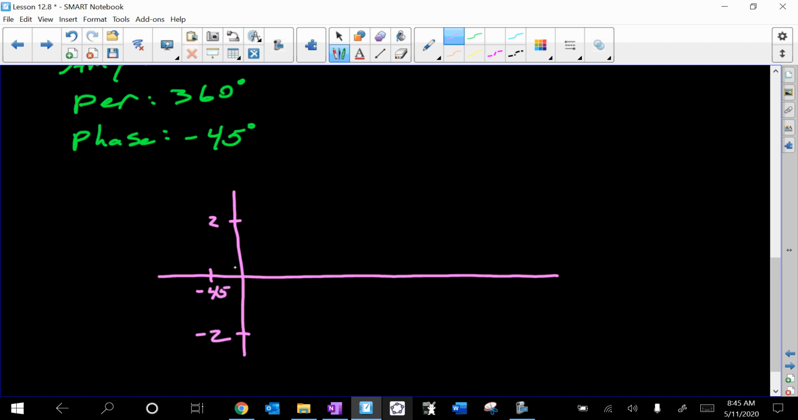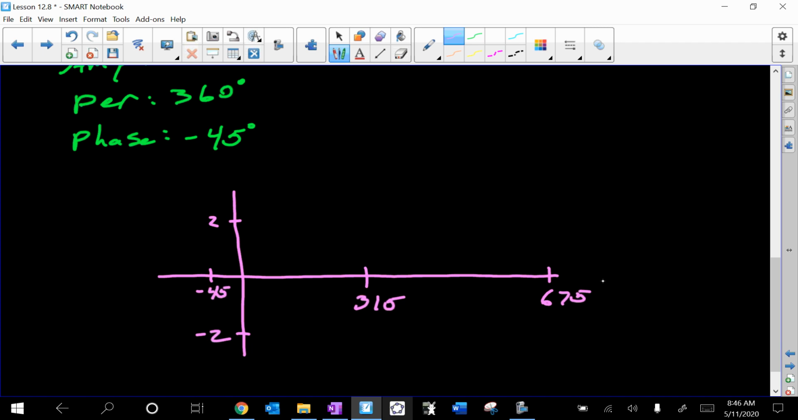We're going to find our first cycle. Remember, our first cycle ends at 360 degrees. So we're going to take -45 plus 360. When we take -45 plus 360, that's going to get us 315. We're going to go for 2 cycles, which means we're going to take 315 plus another 360, which is now going to get us 675.